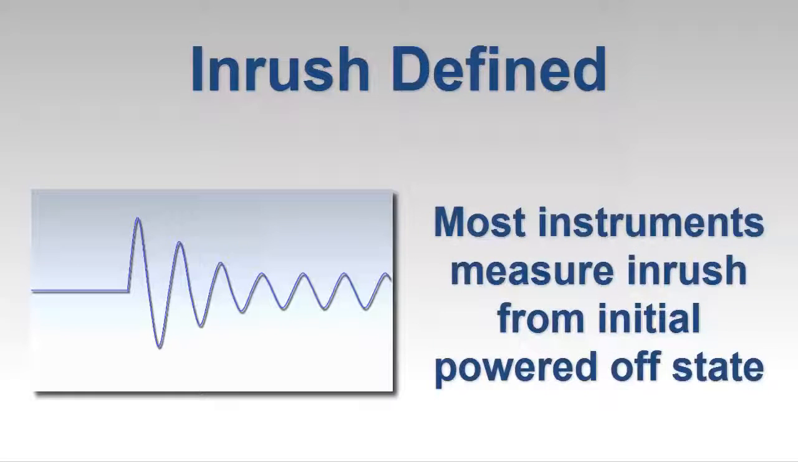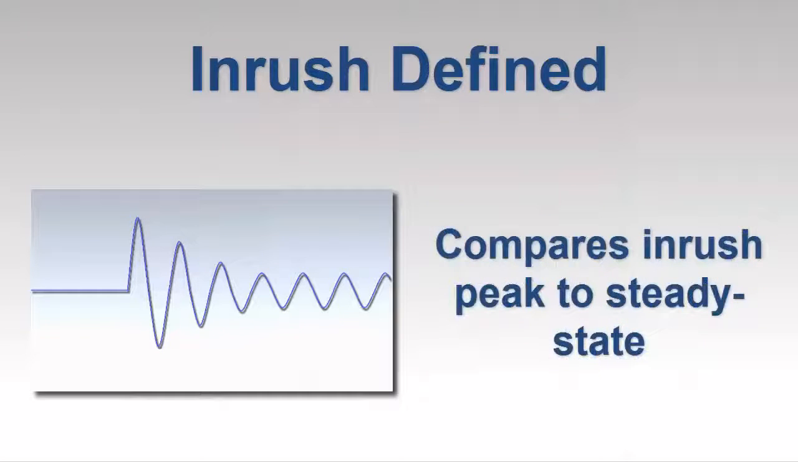Most instruments can only measure inrush in systems that are initially powered off. Basically, these instruments measure current and voltage starting with the initial powered down state, through power up, and finally steady state operation. This usually occurs within the first few seconds after startup. The instrument then compares the power up peak to steady state and, depending on the threshold criteria used, displays the inrush reading.